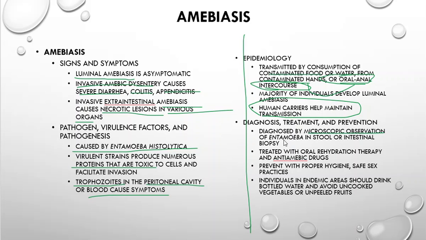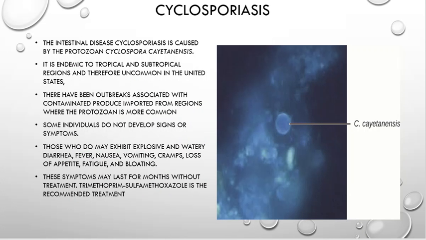Microscopic observation of Entamoeba in stool or in an intestinal biopsy. Oral rehydration therapy. Anti-amoebic drugs. Proper hygiene. Yeah, that goes without saying. Individuals in an endemic area, you should drink bottled water and not eat uncooked vegetables or unpeeled fruits. Again, goes without saying, hopefully for most folks.